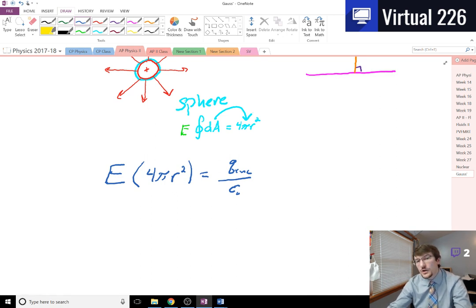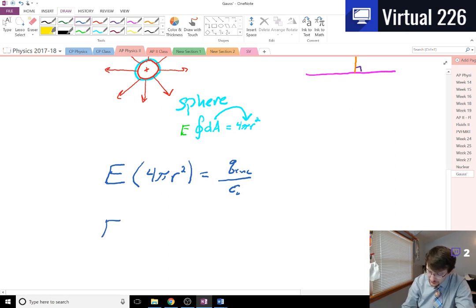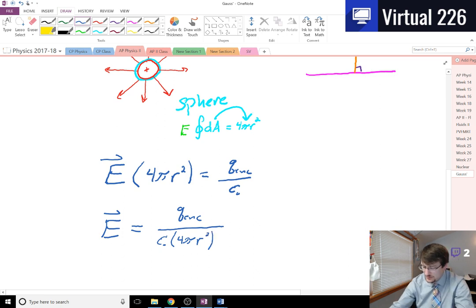If you know the charge enclosed, then just divide by 4 pi r squared, so that your electric field now equals the charge enclosed inside that shell divided by that free space constant, 4 pi r squared. And that's that. That's all Gauss's law is there.